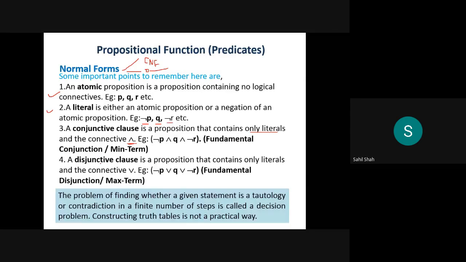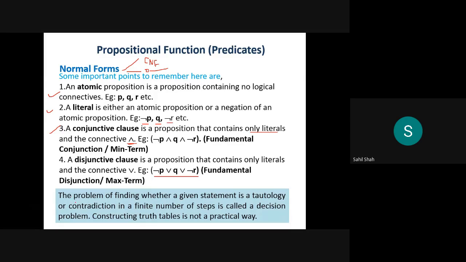What do you mean by disjunctive clause? It is again a preposition that contains only literals and the connective disjunction, or. This could be, for example, negation P or Q or negation R. Fundamental disjunction or maxterm.